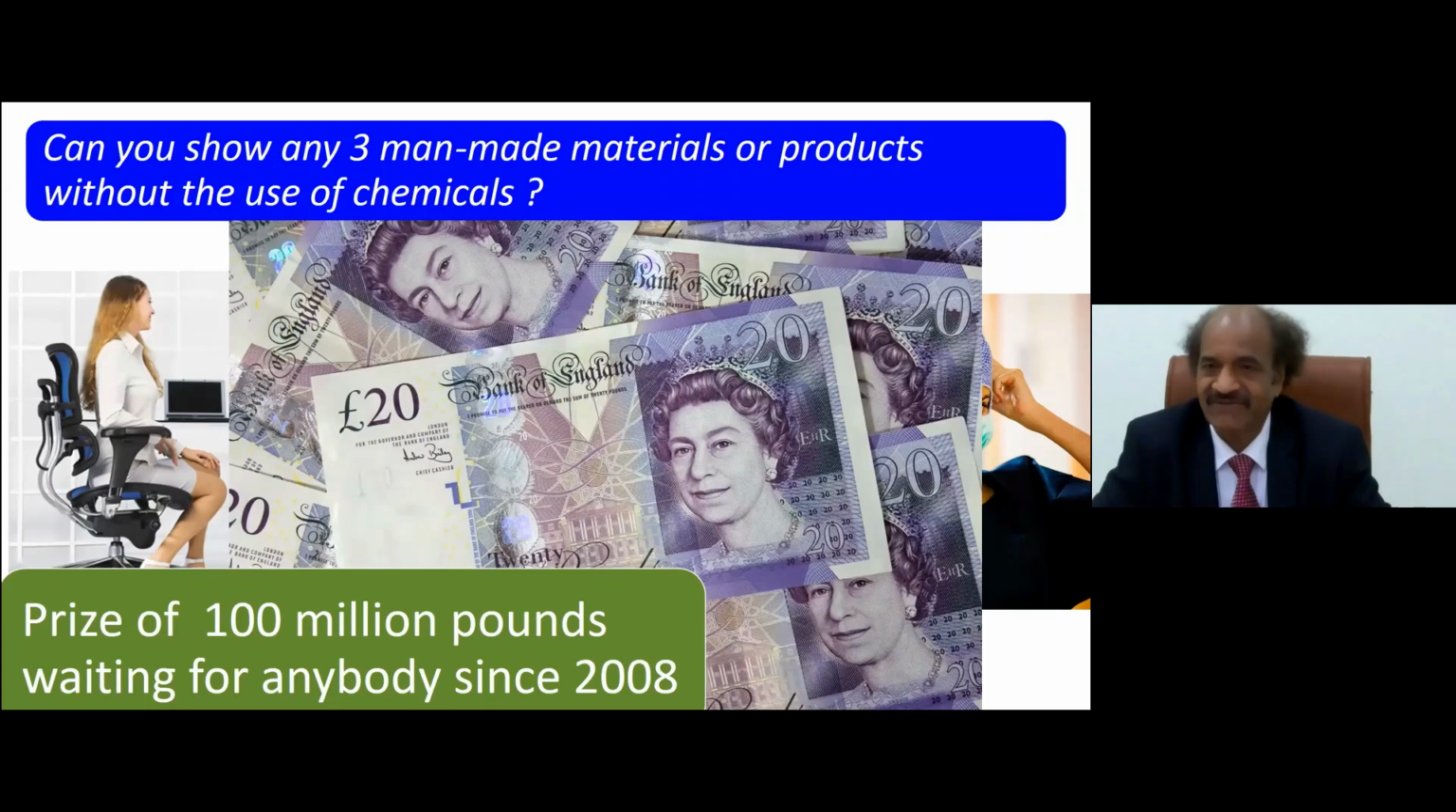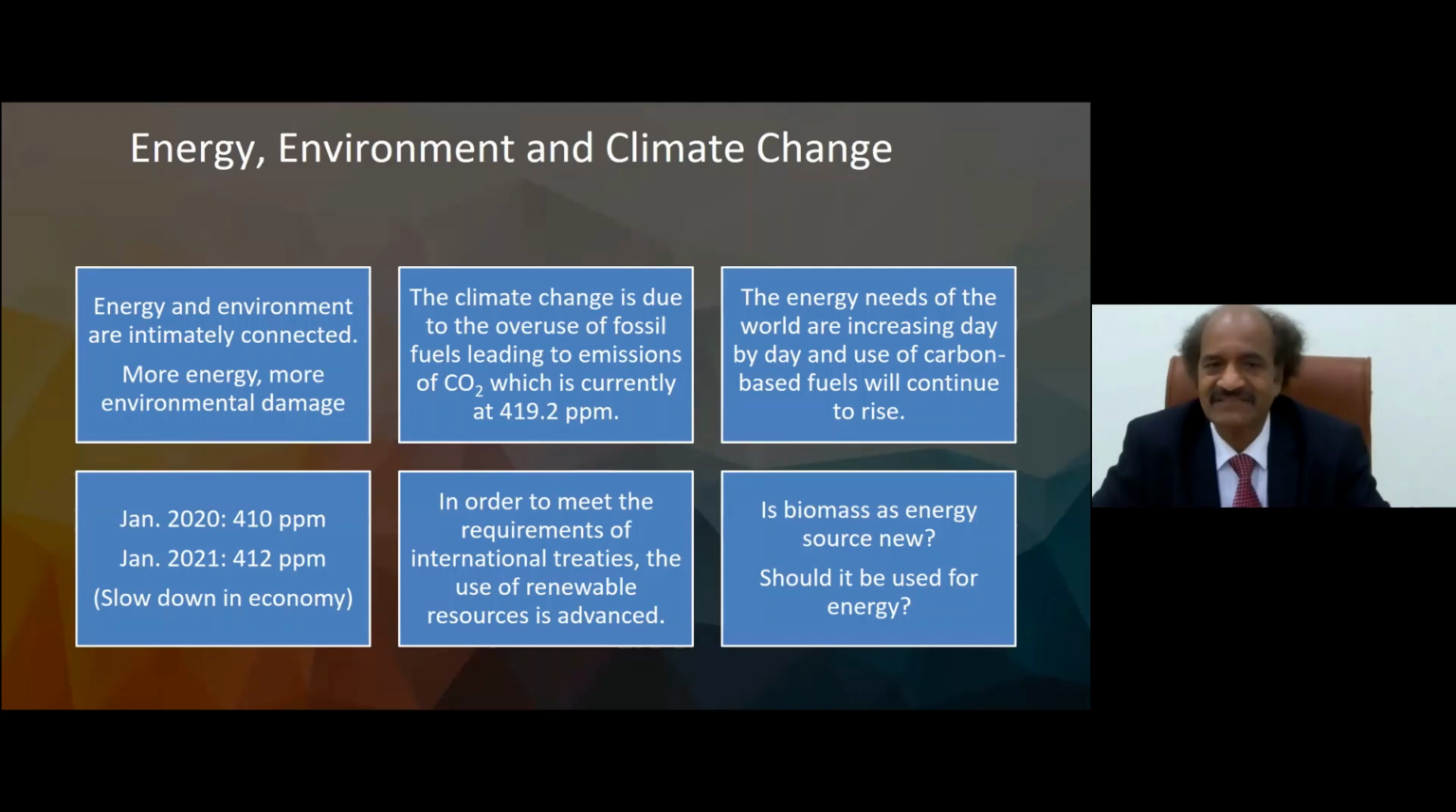So the answer is, chemicals are going to be part and parcel of our life, whether we talk about net zero or otherwise. Very important message. But we have to educate the people. So what it means is that climate change, energy and environment are very intimately connected, okay? So what do we do? At the same time, I want to give you a new proposition, and that is biomass should not be used as a source of energy. And whether biomass is a new source of energy as we are claiming today, historically, it is something else. So I'm going to argue that as well.